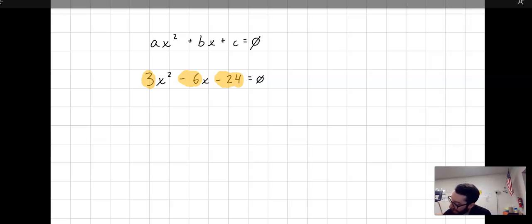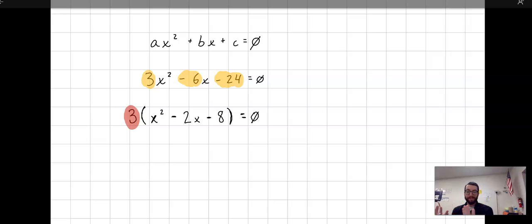With this method 2, if you can factor something out to make the problem smaller, do it. So if I factor this 3 out, 3x squared becomes x squared, minus 6x becomes 2x, minus 24 becomes 8, equals 0. When you do it this way, do not forget what you factored out. That 3 is going to come in handy later. We are going to need it.